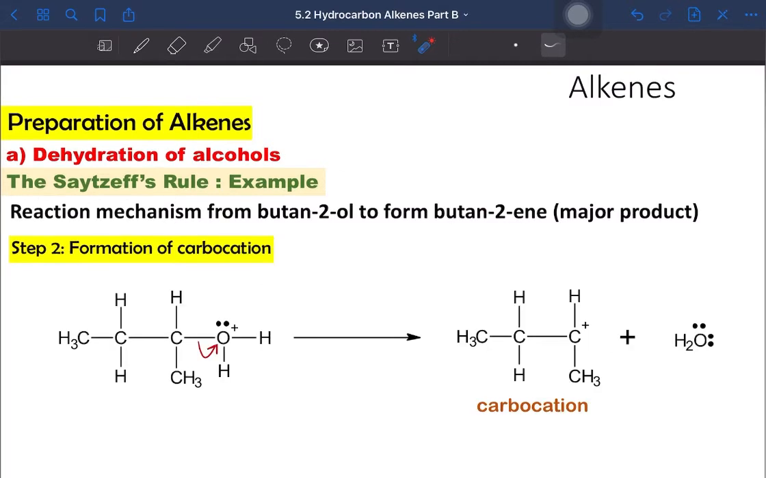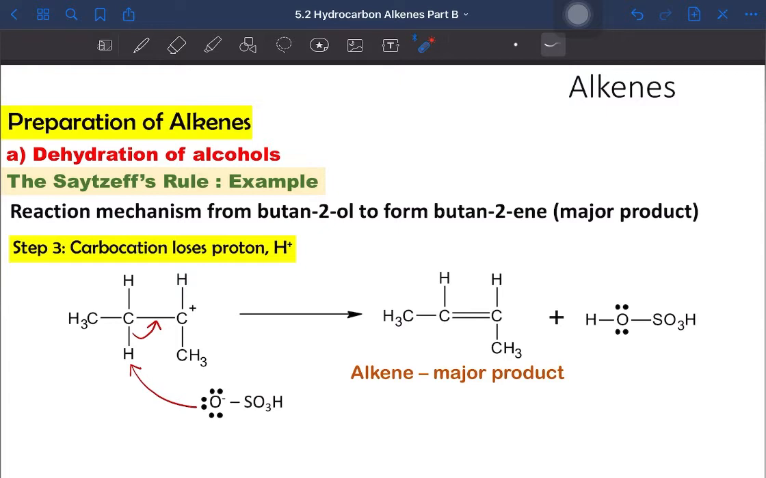Now let's look at the second step for this reaction mechanism. The second step is the formation of carbocation. So we want to form the carbocation. Let's look at the bond between this carbon and oxygen here. This bond will be broken heterolytically, so both of the electrons here will be transferred to oxygen, leaving behind the carbocation here. Water will be leaving this molecule. So now we have the carbocation attached to this carbon, and water.